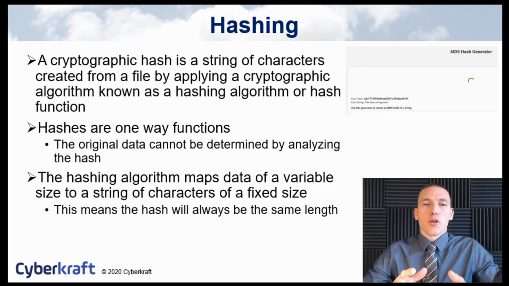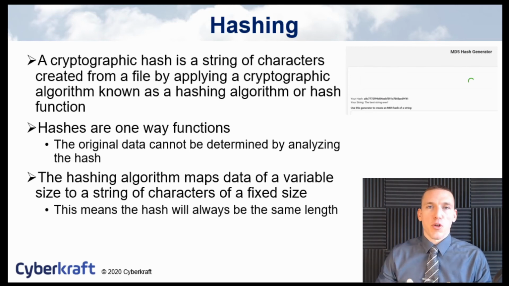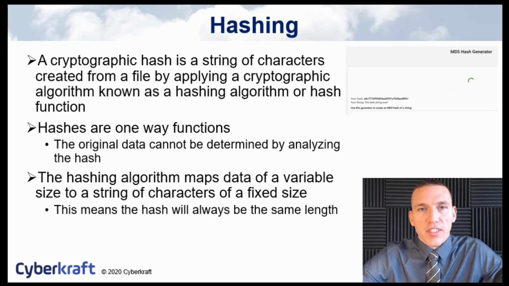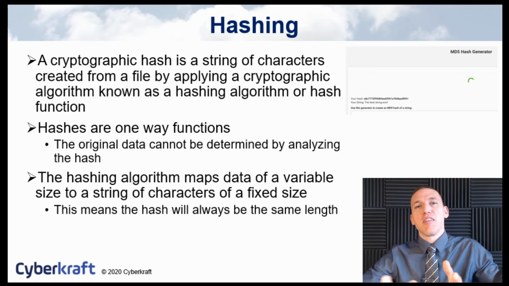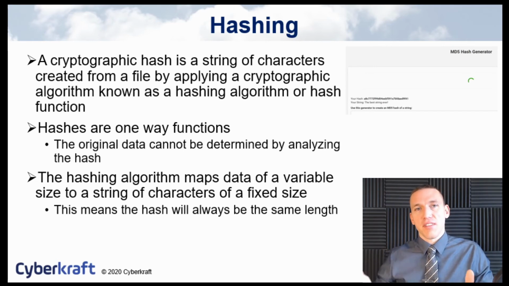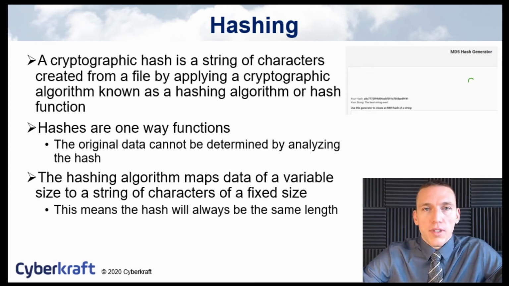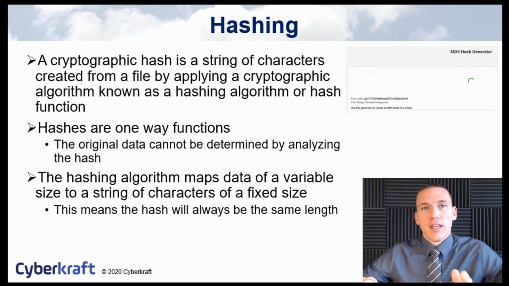A hash is a cryptographic function. It's a string of characters that's created by applying a cryptographic function to a string of data, known as a hashing algorithm or a hash function. So you would apply this hash function to a bit of data, and that data can be a variable length, and then you'll receive from that a fixed length hash. And what this does is this will give you a manageable string of characters that can be used to verify data integrity.